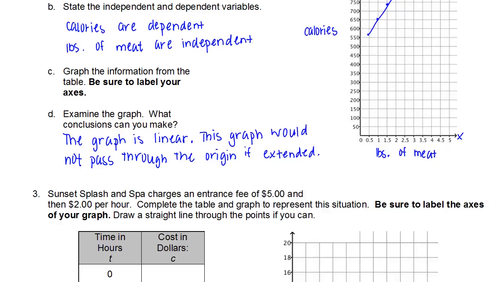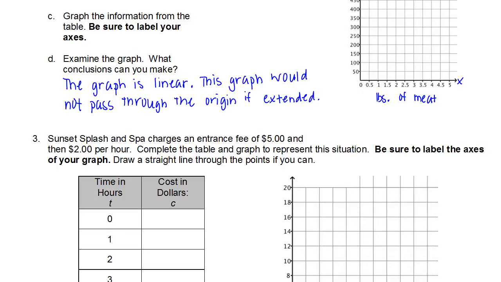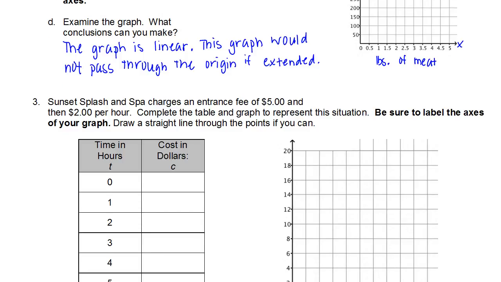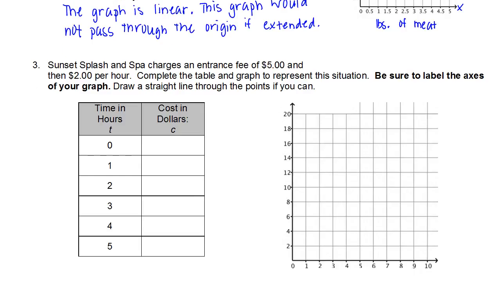Okay, we're going to look at one more, and then the rest of this we will continue next Wednesday when we're all back together. So number 3, Sunset Splash and Spa charges an entrance fee of $5. So that's kind of like a flat rate that we saw back in Module 4. And then $2 per hour. They want us to complete the table. So this one's a little different. We got to complete the table based on what they just told us, and then graph the information to represent the situation. And they'll want us to label our axes.